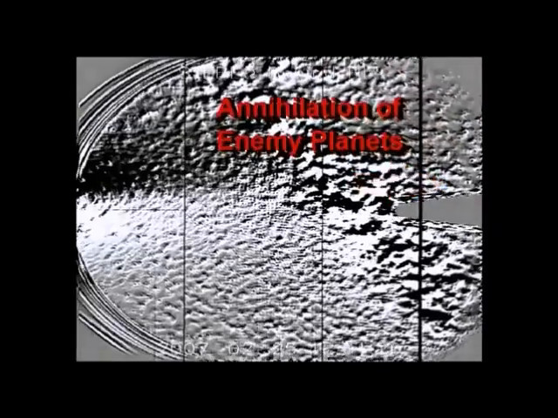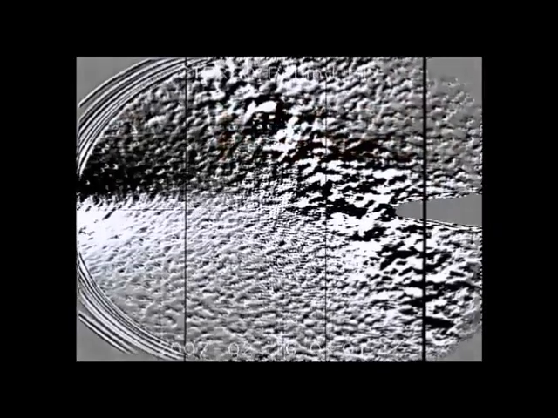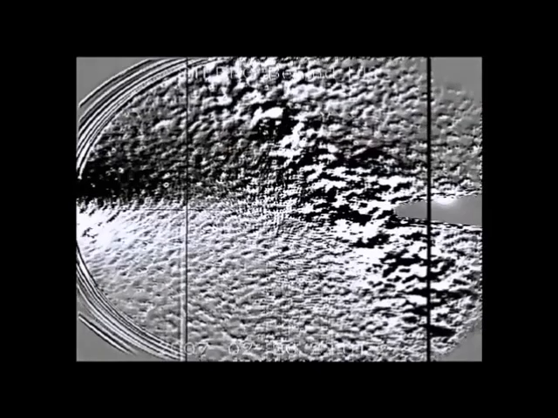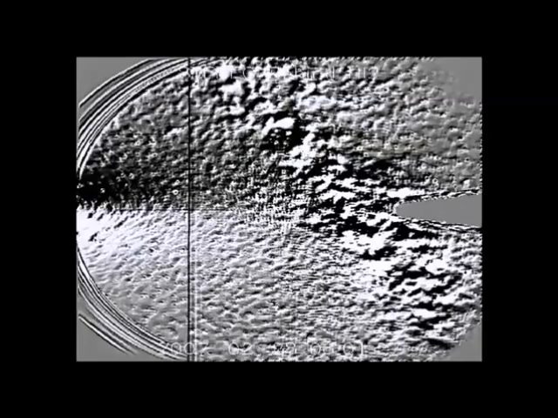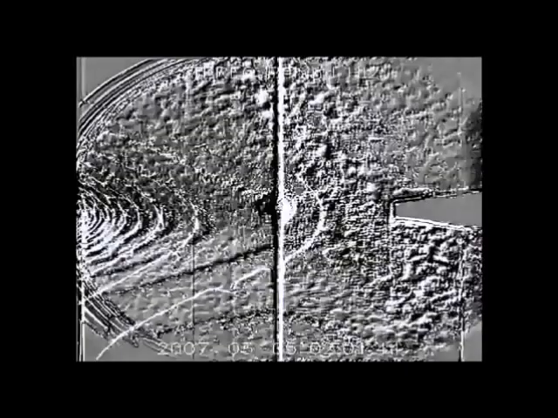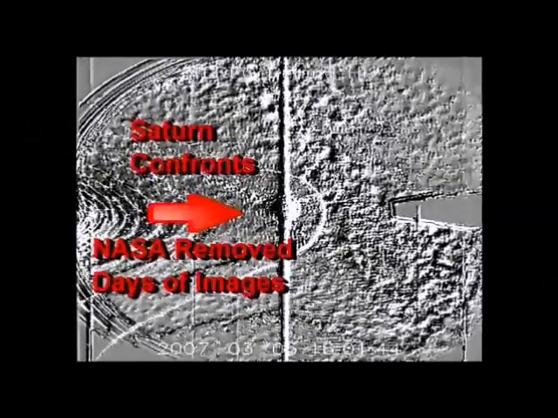On the right side of the image is the mob. They are plowing down the poles as they get in the way. The illusion that this is a stationary object because it's always on the far side of the screen is just that. It's an illusion. This is Saturn confronting him. NASA cut 5 days off here.